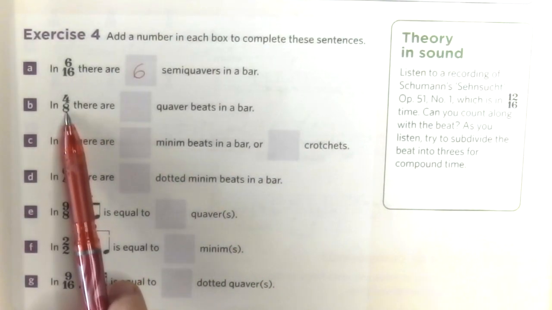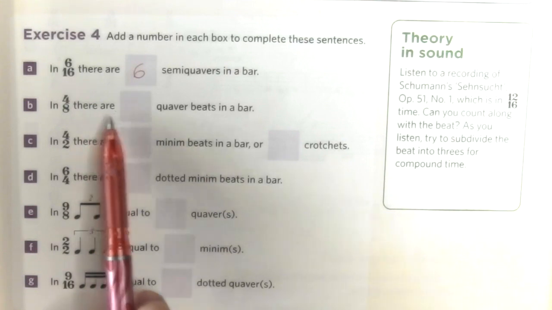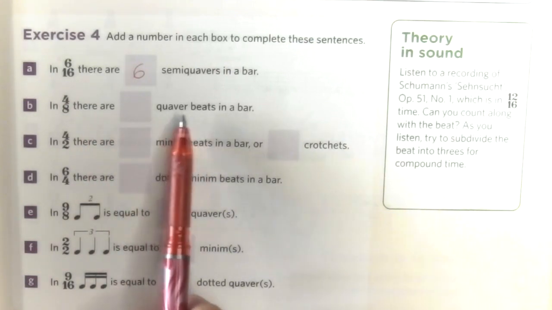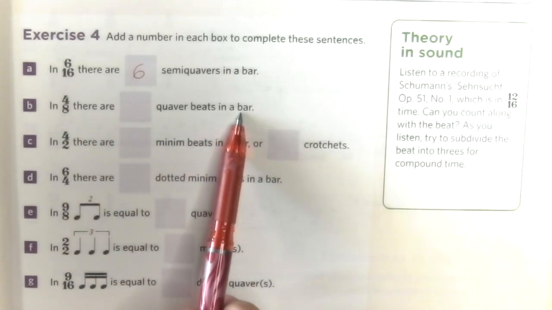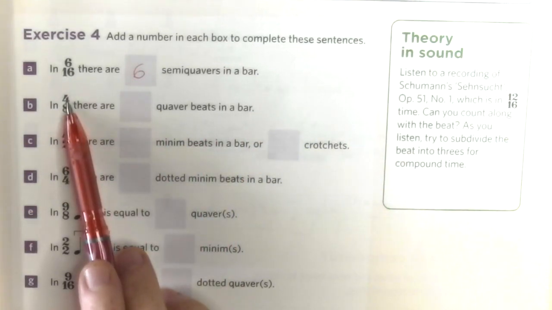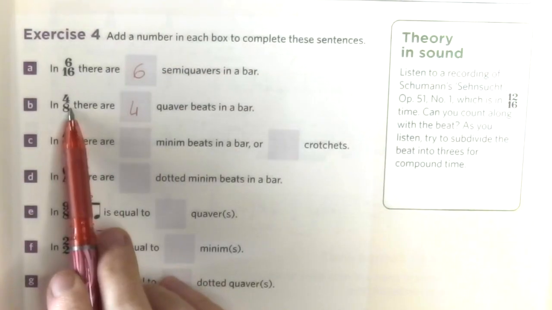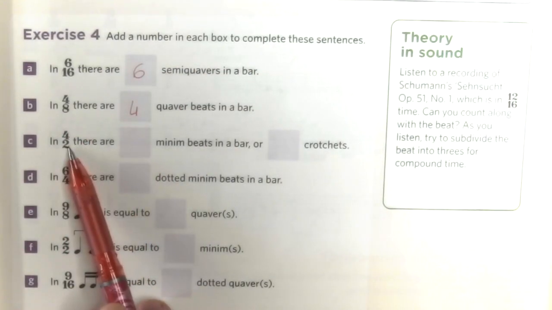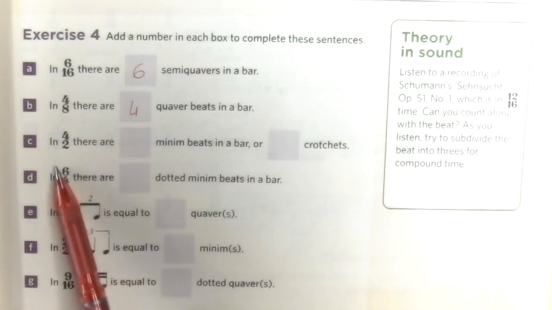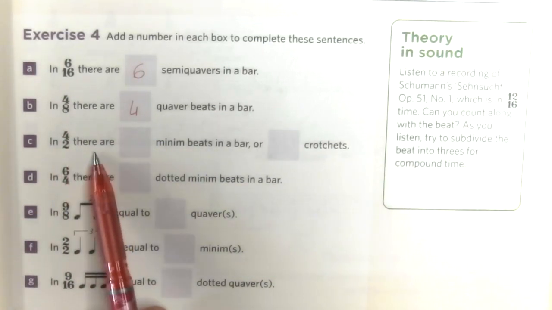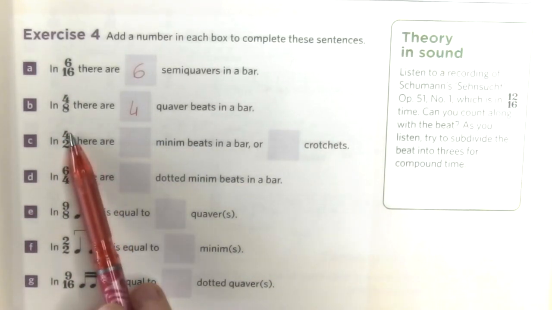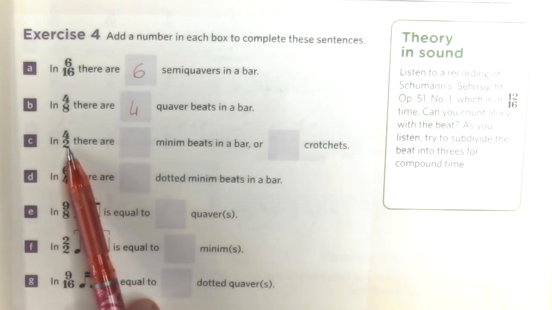In 4/8 there are a certain number of quaver beats in a bar, and in this case they are 4 quavers. In 4/2 there are 4 minim beats in a bar.